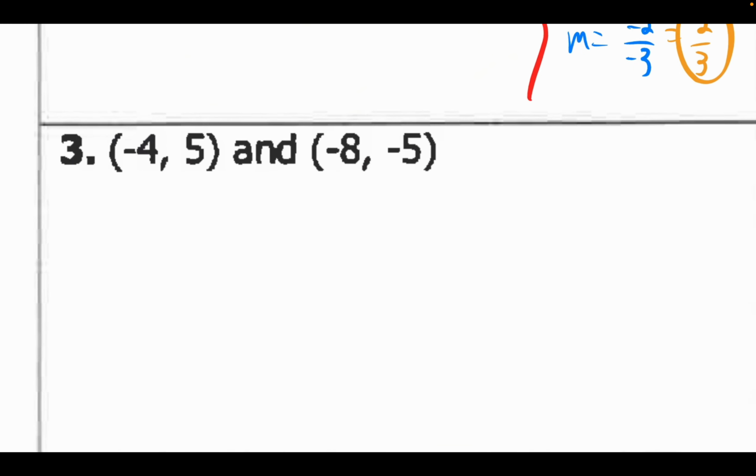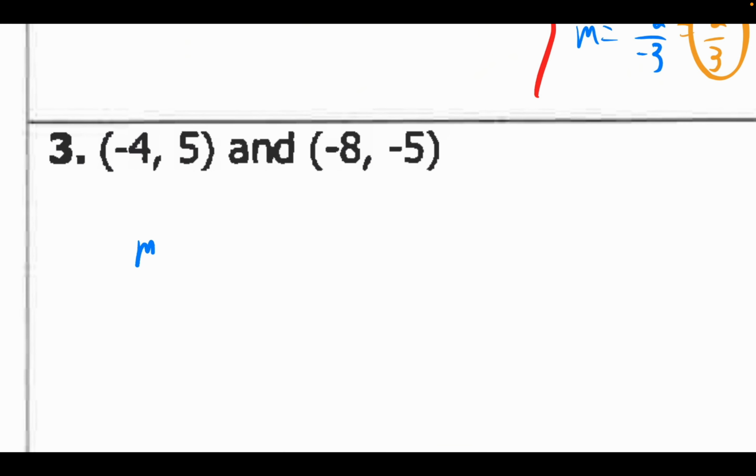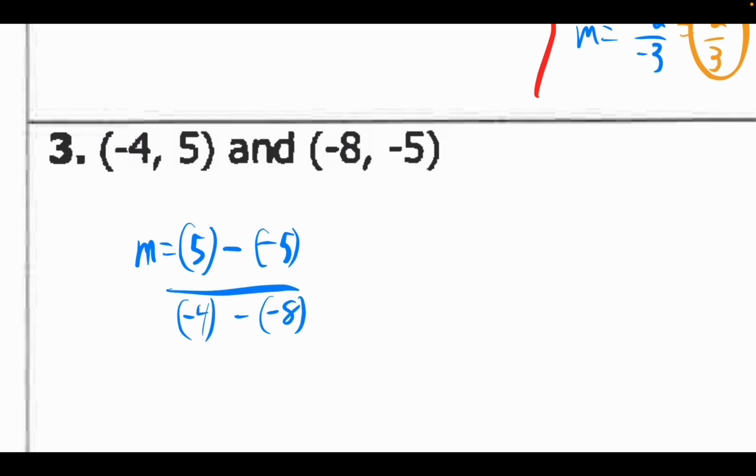Number 3 here. So I'm always wanting to pick, once again, the bigger of my two y's to go first. And so I'm going to pick 5 to go first here personally, minus a negative 5, making sure we do, in fact, keep this negative and this negative here. They're both important. And then on the bottom, because I put 5 first on the top, I have to put negative 4 first, because it comes from the same ordered pair, minus a negative 8.